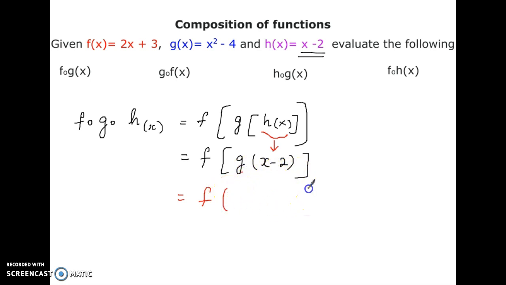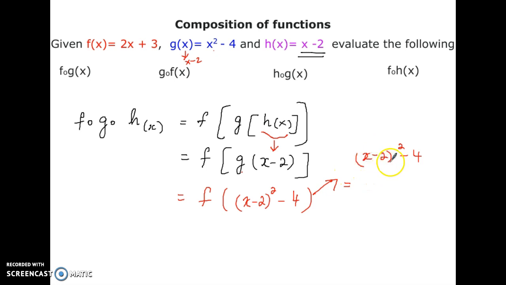Now I'm looking at the rule for g. This is the rule for g, right? So instead of x, I'm going to put x minus 2 there in this expression. So I get x minus 2, the whole square, minus 4. So to make things simple, this expression, x minus 2 the whole square minus 4, I'm going to simplify it.